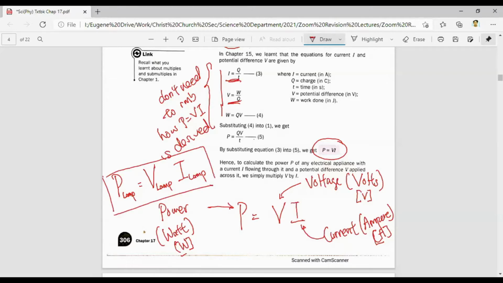A common mistake people always make is they just see some voltage, some current, and they just multiply them to get the power. Of course, if you're stuck, you can do that. But in general, you should understand what voltage and what current you're using. So this is for P equals VI. Power equals voltage times current.